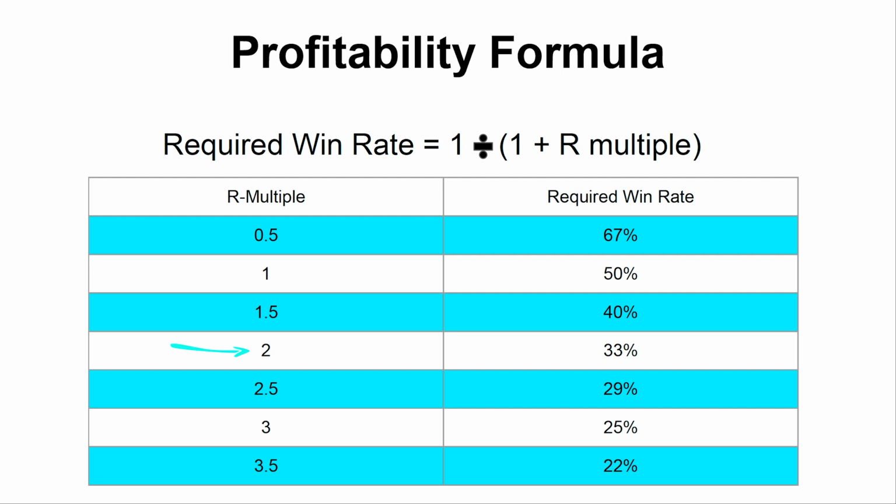Meaning we earn 2 units for every unit of risk that we take. In this scenario, the required win rate is only 33%. That means we only need to be right 1/3 of the time in order to break even. Are you starting to see the trend here? As we return larger multiples on our risk, the required win rate to break even diminishes quickly.